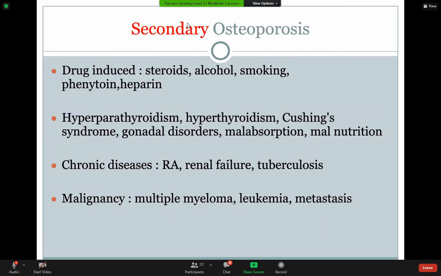Okay, so now moving on to secondary osteoporosis. It's due to a secondary cause. It can be drug-induced, so the drugs that can cause osteoporosis are steroids, alcohol, smoking, phenytoin, and heparin. Hyperparathyroidism, hyperthyroidism, Cushing's syndrome, gonadal disorders, malabsorption, and malnutrition can all cause osteoporosis. Chronic diseases such as rheumatoid arthritis, renal failure, and tuberculosis can cause it. Malignancy can also cause osteoporosis, such as multiple myeloma, leukemia, and metastasis.